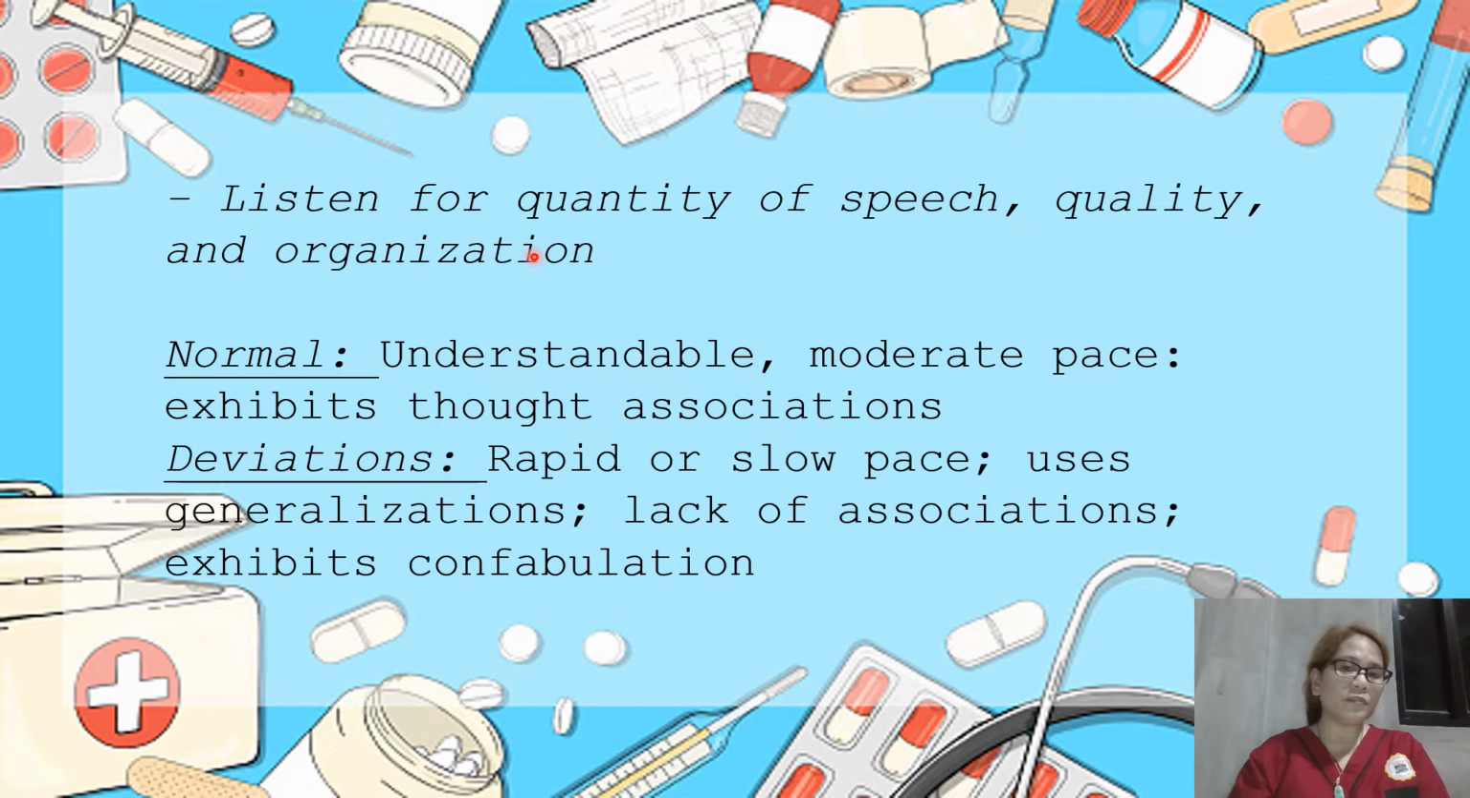So you have to listen also for the quantity of speech, the quality, and the organization of speech. Okay, the normal findings, the speech is understandable. It is moderate in pace. It exhibits a thought association. There is no flight of ideas. Okay, for deviations from normal, there could be a rapid or slow pace. It uses generalization, or there is a lack of associations, and it exhibits confabulation. Okay, those are examples of your deviations or abnormal findings.